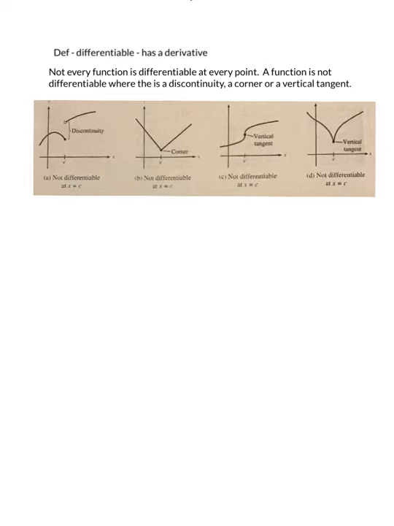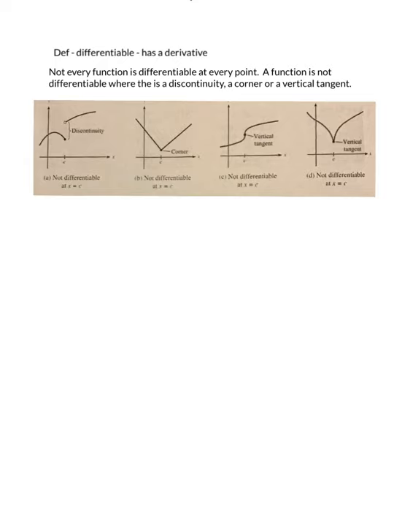The last thing we need to talk about for section 9.3 requires talking about the word differentiable. So before we even start using that word, let's talk about what it means. The word differentiable means has a derivative. So not every function is differentiable at every point. A function is not differentiable where there is a discontinuity, a corner, or a vertical tangent.